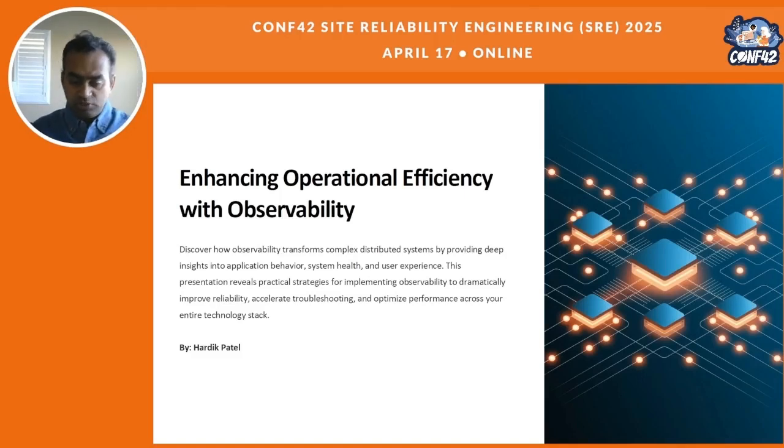Let us dive into observability today and how it helps us boost operational efficiency. It is important for us to be operationally efficient when it comes to maintaining and scaling distributed systems.